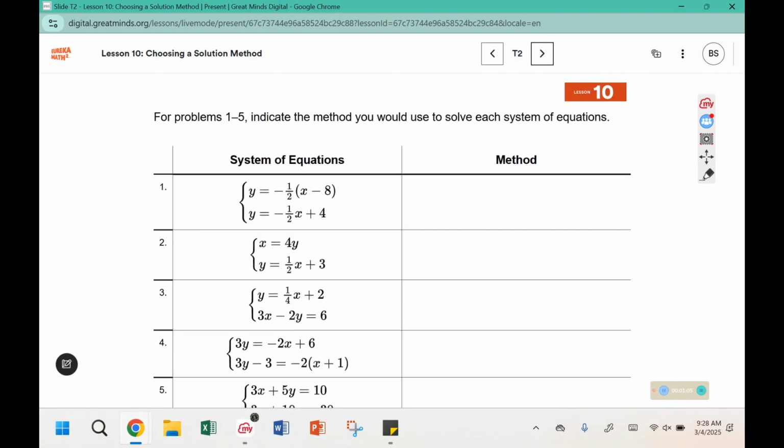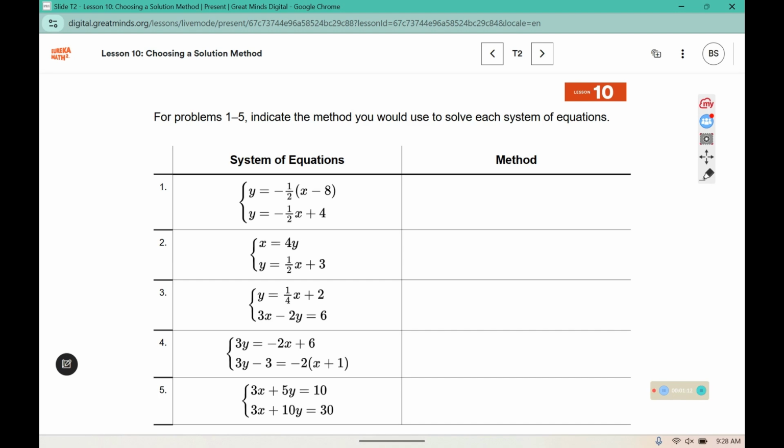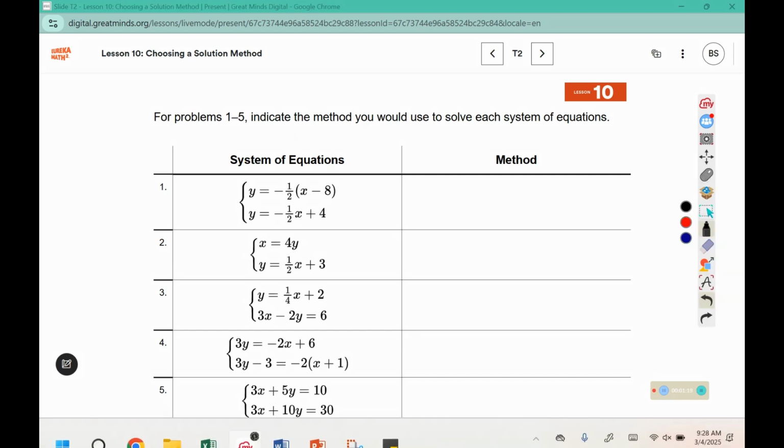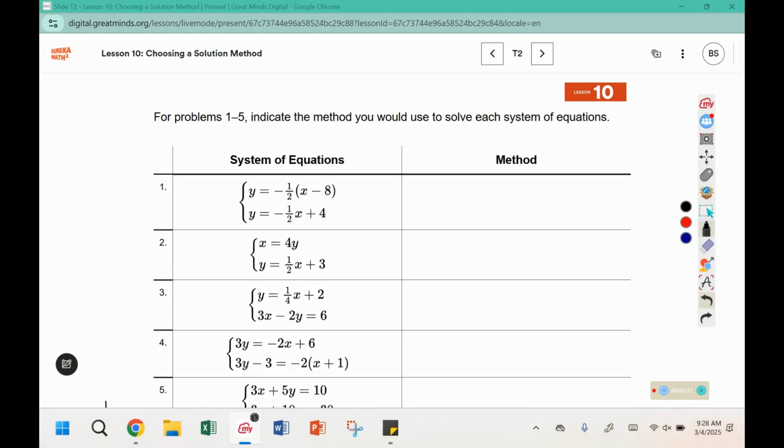For problems 1 through 5, indicate the method that you would use to solve the system of equations. Now for this first one, since they're both written in slope-intercept form, I might choose to graph those and see where the points intersect. But for the second one, since it's already solved for x, I might use substitution to replace 4y in the x position.